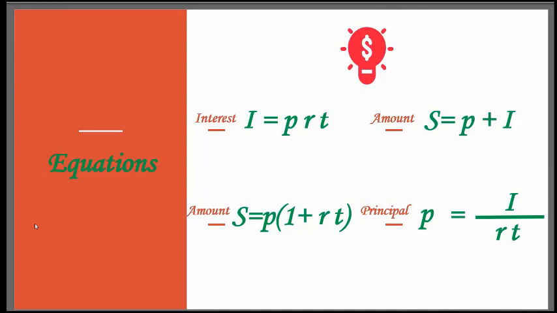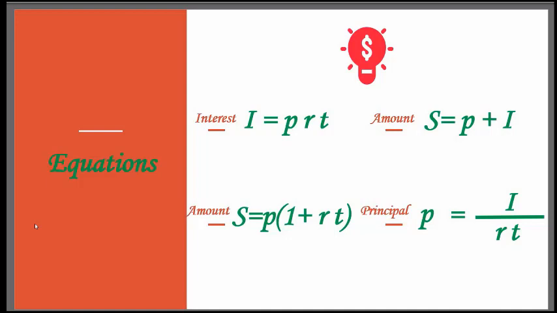Interest I equals B times R times T. I, the interest. B, the principal. R, interest rate. T, term of loan. Note that T must correspond with the rate. If the rate is an annual rate, then time must be an annual time.